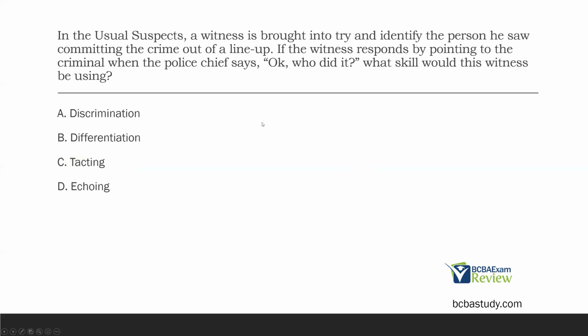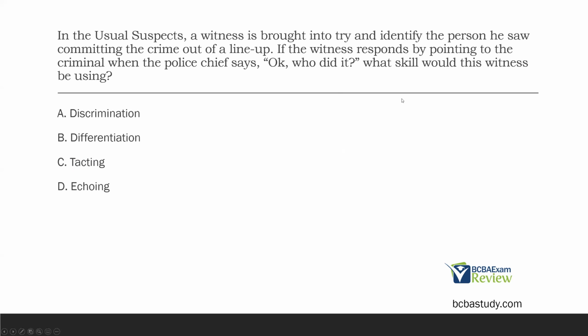Okay, next question. In The Usual Suspects, a witness is brought in to try and identify the person he saw committing the crime out of a lineup. If the witness responds by pointing to the criminal when the police chief says, okay, who did it? What skill would the witness be using? Well, a lineup, right? We have, let's say, 5 or 6 people against a wall, and the witness in this case is going to pick out who did the crime or who they think did the crime.